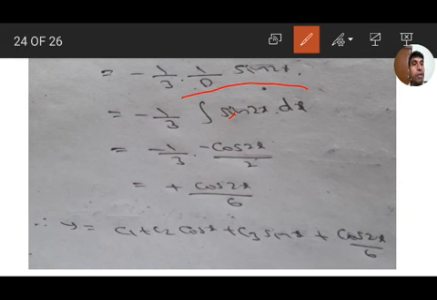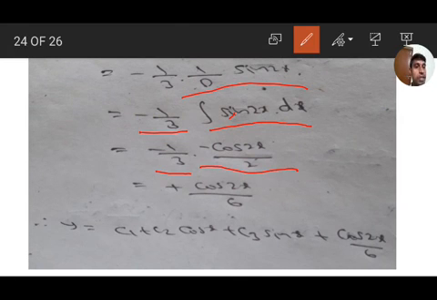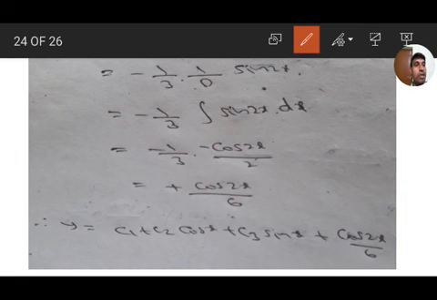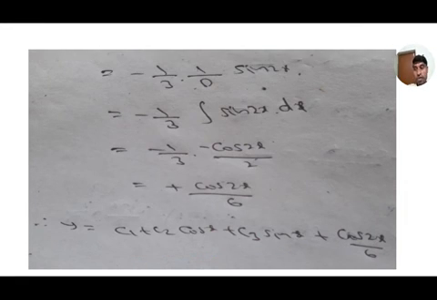D means derivative, 1 by D means integration. So minus 1 by 3 as it is, and 1 by D means integration of sin 2x dx. The integration of sin 2x is minus cos 2x by 2, so minus minus plus cos 2x by 6. Therefore, the general solution is y equals complementary function plus particular integral, that is y equals c1 plus c2 cos x plus c3 sin x plus cos 2x by 6. It is the solution of the given differential equation.